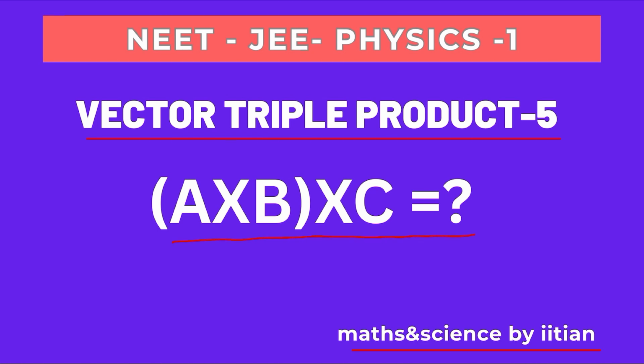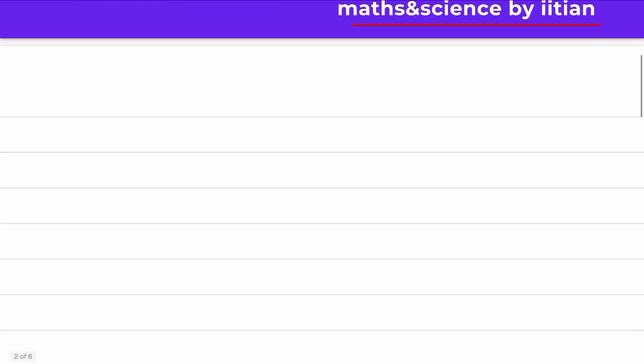Whenever any vector is multiplied with another vector, there will be two types of products. One is the scalar product, that is the dot product, and another is the vector product, that is the cross product. We have already dealt with the scalar product of three vectors. Now, we will be dealing with the vector product of three vectors.